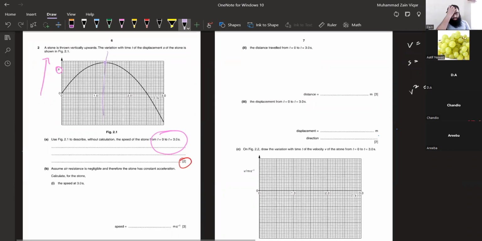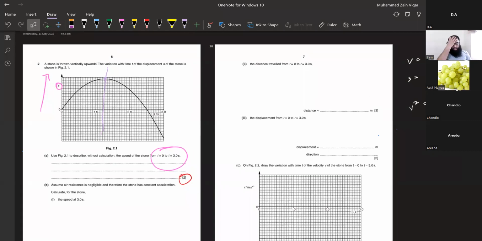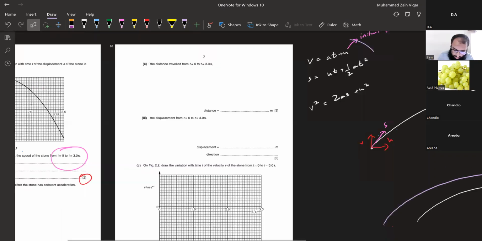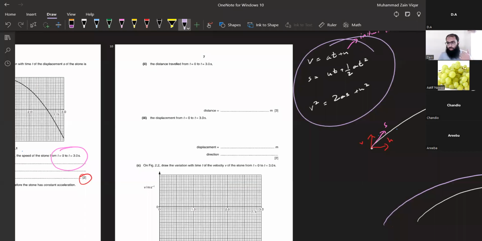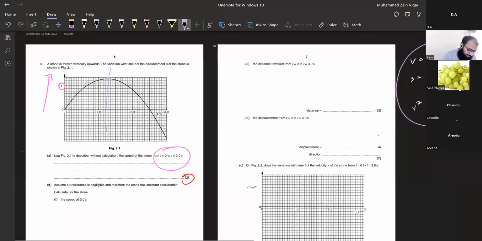The next part says assume air resistance is negligible and therefore the stone has constant acceleration. By the way, these three formulas are only applicable where acceleration is constant and air resistance is negligible. That's why they always give us this statement in every projectile motion question.